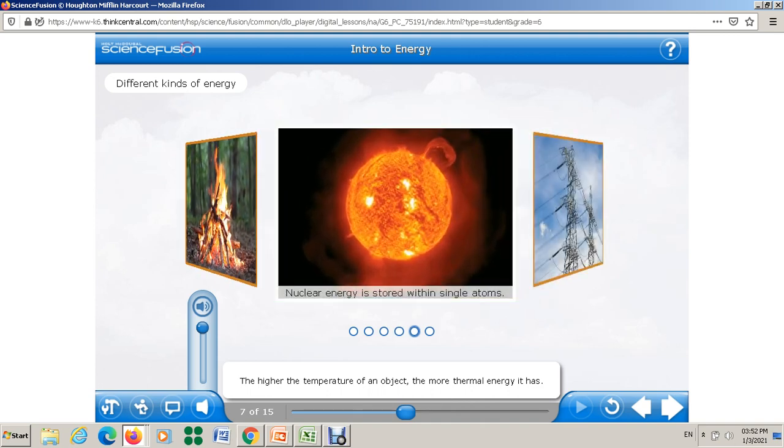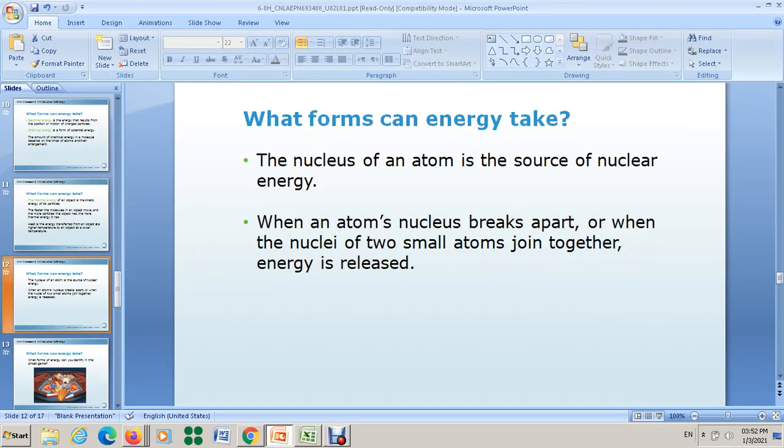Okay, let's move now to talk about the last form of energy that we want to discuss together, which is the nuclear energy. What is the nuclear energy? To understand this one, you have to know that all atoms have a nucleus. The nucleus of an atom is the source of nuclear energy. If you're talking about carbon or hydrogen, they have a nucleus. So the nucleus of the atom is the source of nuclear energy.